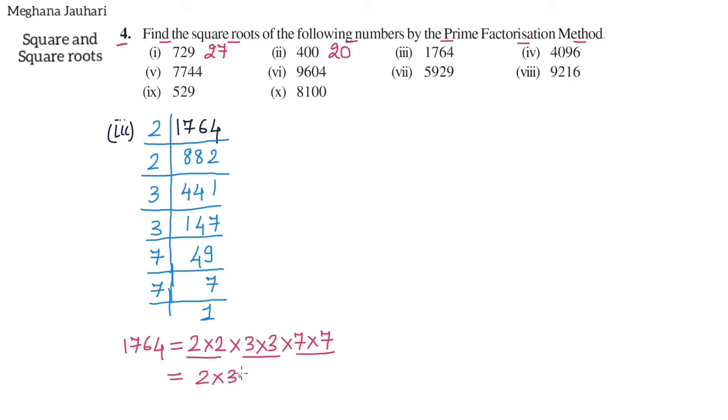So 2 into 3 into 7 whole square will be equal to 1764. So we can say the square root of 1764 is 2 into 3, that is 6, into 7. 6 times 7 is 42. So we will write it also, and finally we have found our square root, that is 42. So we will say that the square root of 1764 is 42.